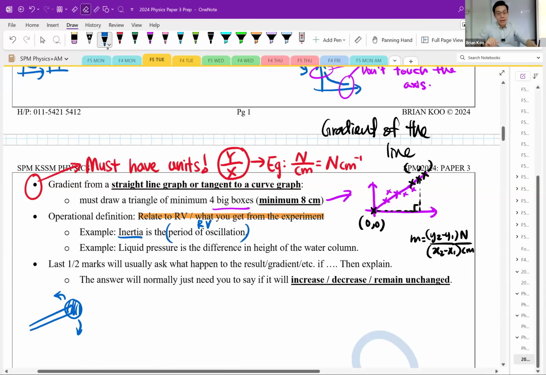Like that. Let's say you do an experiment that has the U-tube. Then got different liquid and then different height difference here, let's say. Then they ask, state the operational definition. Then you say liquid pressure is the difference in height in the water column.